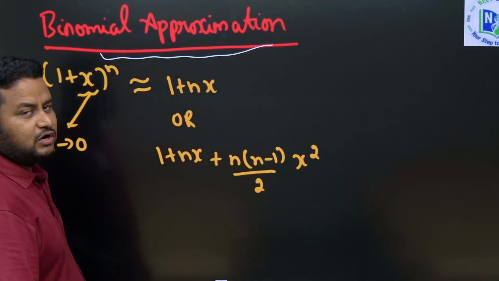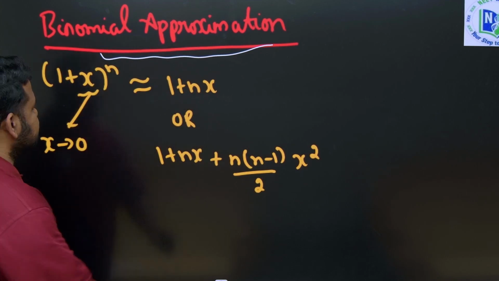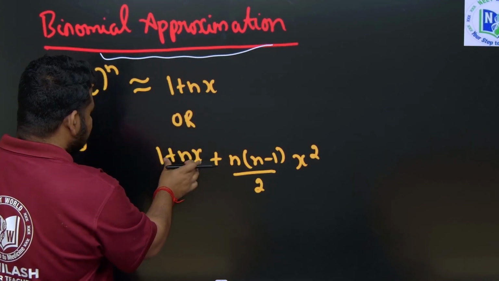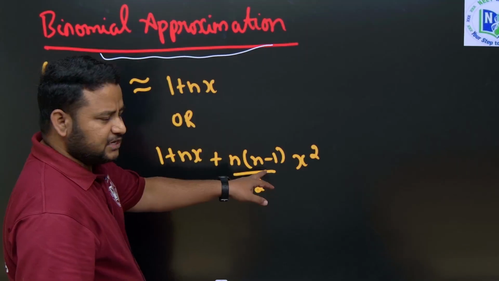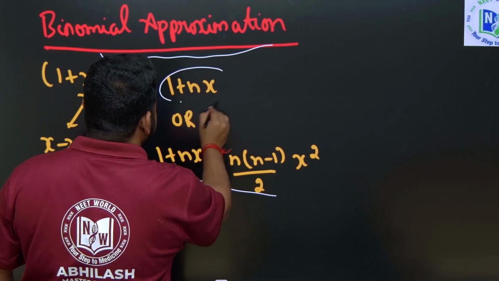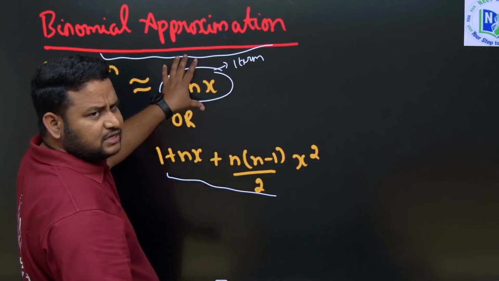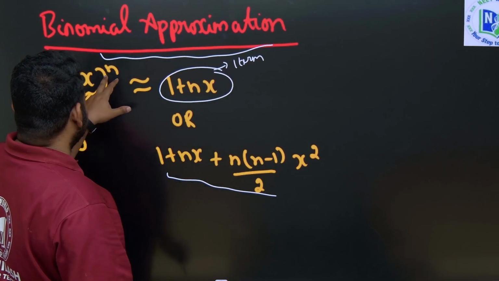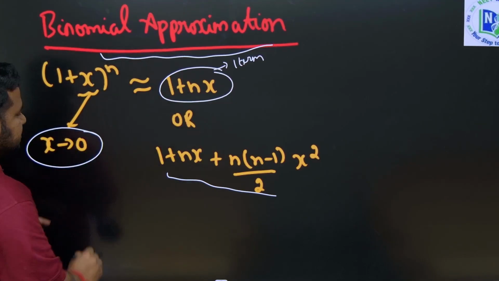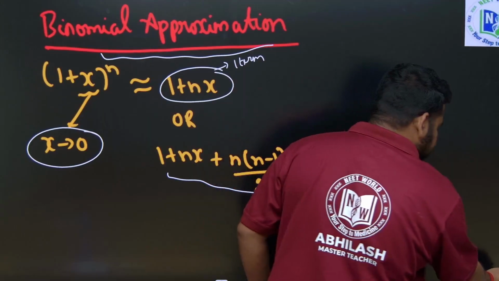What does binomial approximation say? Friends, 1 plus x to the power of n is very close to 1 plus nx, or for two terms, 1 plus nx plus n into n minus 1 by 2 into x square. This is for two terms, this is for one term. You can remember only this, it is enough. So 1 plus x to the power of n is very close to 1 plus nx as x tends to 0. This is very important, as x tends to 0. You will understand this while we solve the questions.